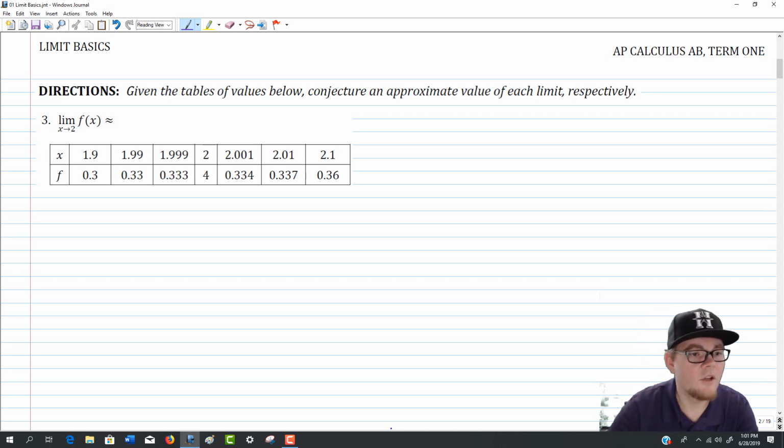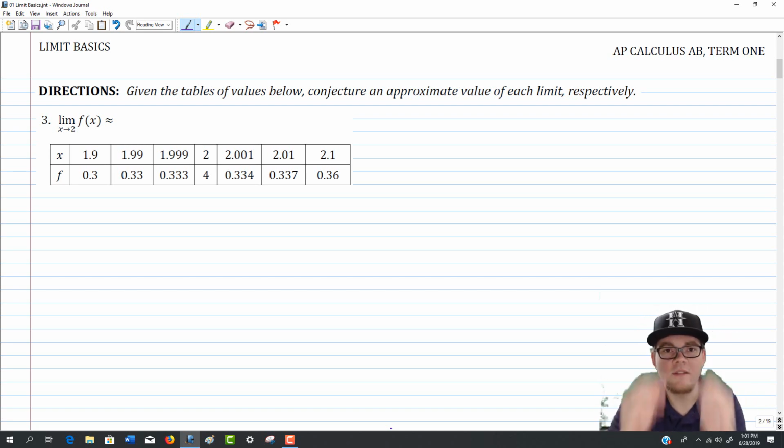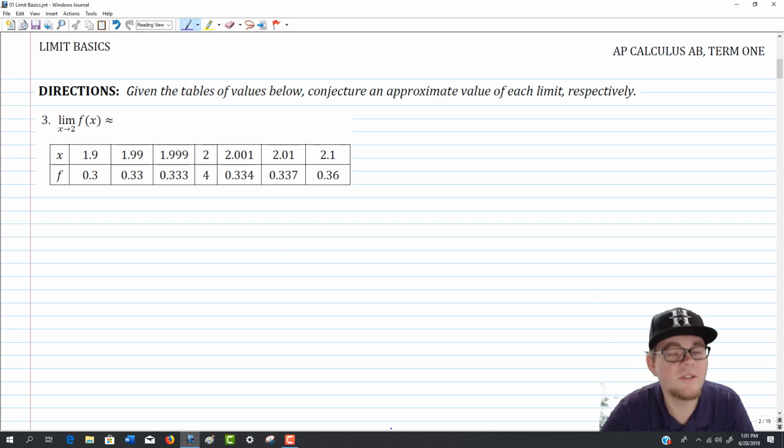So let's look. As we look at a limit, we want to make sure that we have consensus from both sides, that both sides are going towards the same y value. So let's see if we have that. In this case, for f of x, as x gets closer and closer to 2, f goes from 0.3 to 0.33 to 0.333. I might be willing to speculate that if we got even closer, it might get closer to 0.333333. So basically, I would say something like from the left.